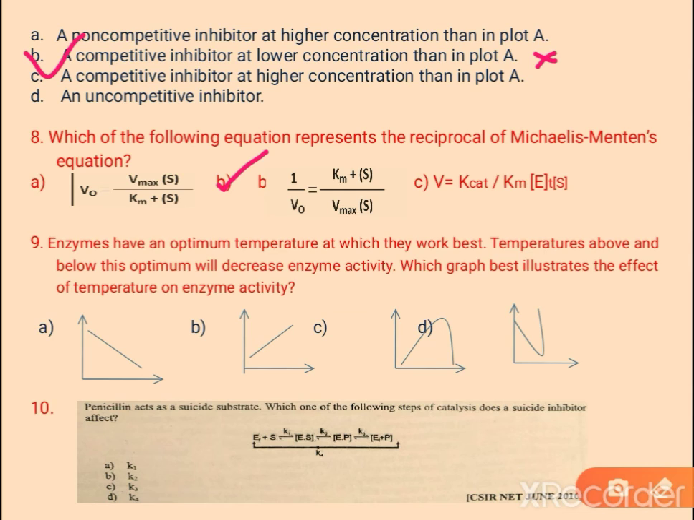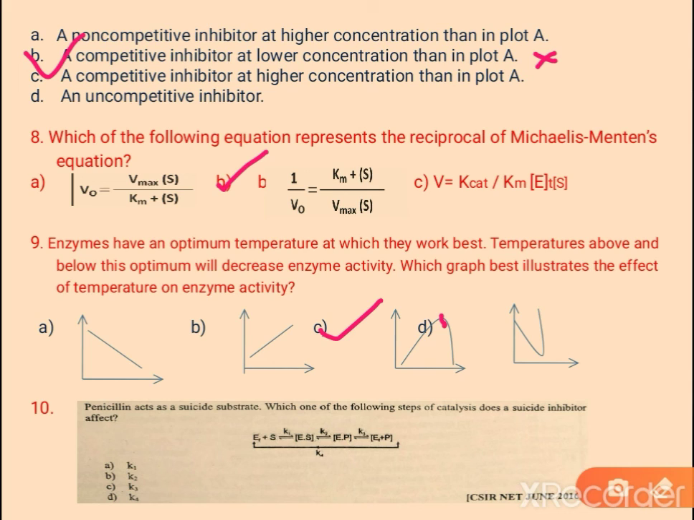Enzymes have an optimum temperature at which they work best. Temperatures above or below this optimum will decrease the enzyme activity. Which graph best illustrates the effect of temperature on enzyme activity? So option C is correct, because gradually increasing temperature initially increases the rate of reaction, and after a certain temperature, that is the optimum temperature, the enzyme starts to denature.